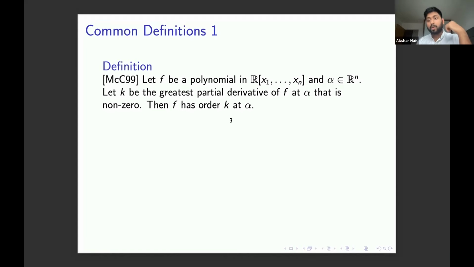One is by McCallum and one is by Lazard, but then validated by McCallum and Paranitsky. So the first one to go over is McCallum's projection, which uses a valuation called order. You let f be a polynomial in n variables, you let alpha be a point in Rn, you let k be the greatest partial derivative of f at alpha that is non-zero, then f has order k at alpha.